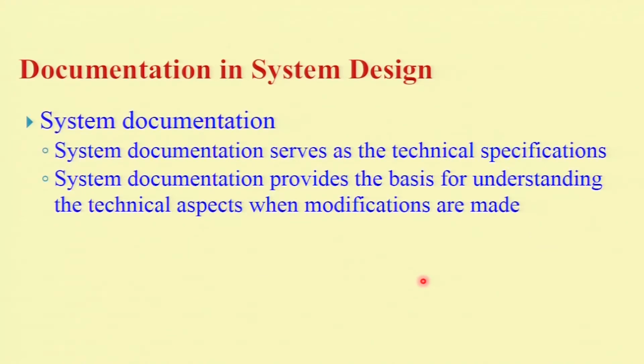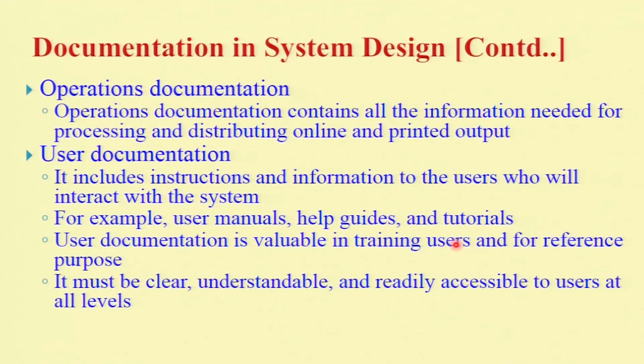Apart from program documentation, we have the system documentation. The system documentation serves as the technical specification. It provides the basis for understanding the technical aspects when modifications are made. Next, you have the operations documentation. The operation documentation contains all the information needed for processing and distributed online and printed output.